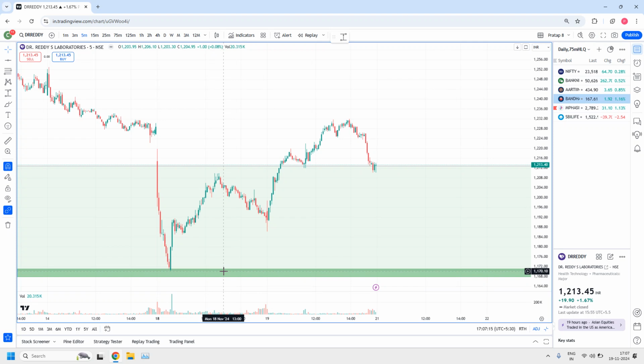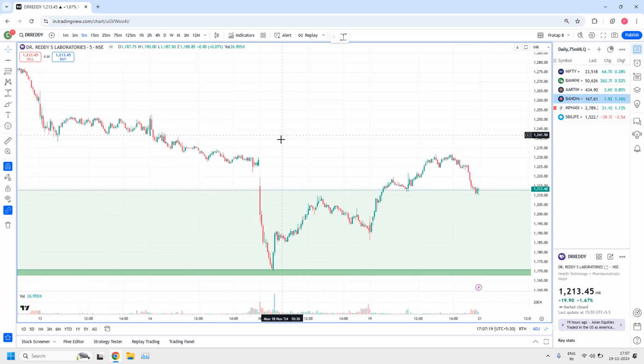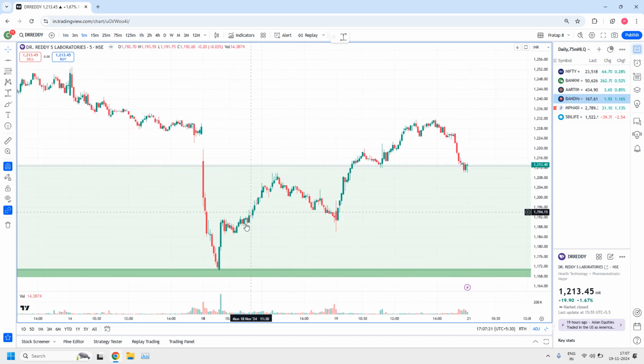Hope you got the clarity. So please remember these points. They are very, very important. See, I don't want you people to lose money by making these kinds of mistakes.